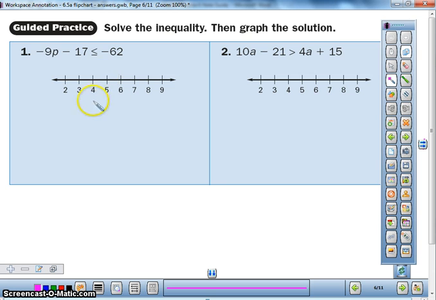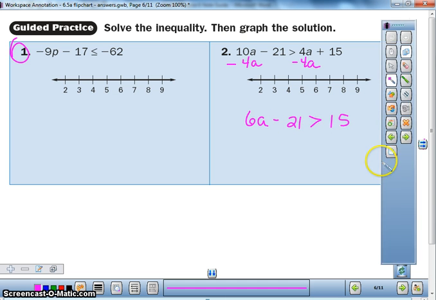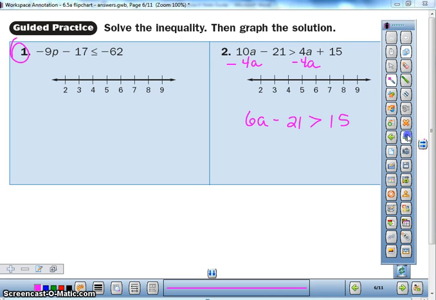Here are two more examples that I would like you to try. I think at this point I would have you do both number 1 and 2. In number 1, hopefully I'm going to be seeing you reversing the inequality. And in number 2, the easiest way to do this, remember, you want to get all the variables on one side, so this could be under combining like terms. We need to subtract 4a from both sides to begin solving this. When we do that, 6a minus 21 is greater than 15. You should be able to continue solving this, and we'll take a look at that in class tomorrow.